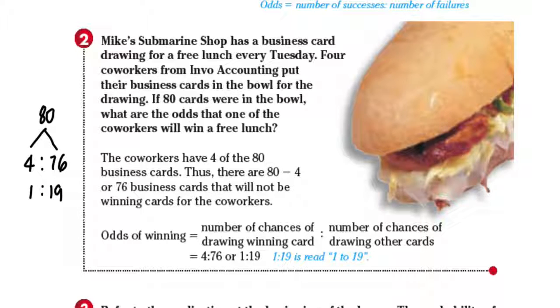Let's take a look at the last example. And in the last example, refer to the beginning of the lesson. The probability of winning any prize or food discount in the peel-off sticker contest was 20% or 1/5. Find the odds of winning a prize or discount. So by finding the probability, we can also find the odds of winning a prize or discount. Okay, let's take a look at how.